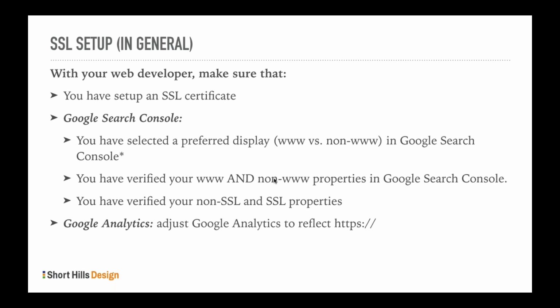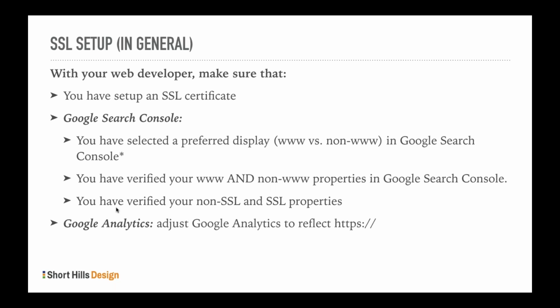But at the end of the day, you're actually going to have 4 listings. www.shorthillsdesign.com, just shorthillsdesign.com, the HTTPS version, the secure version of www.shorthillsdesign.com, and the HTTPS version of just shorthillsdesign.com. Again, it's something for your web person if you're not comfortable diving into that, but just look at the slide, have them set it up, have them set a preferred display, verify it.